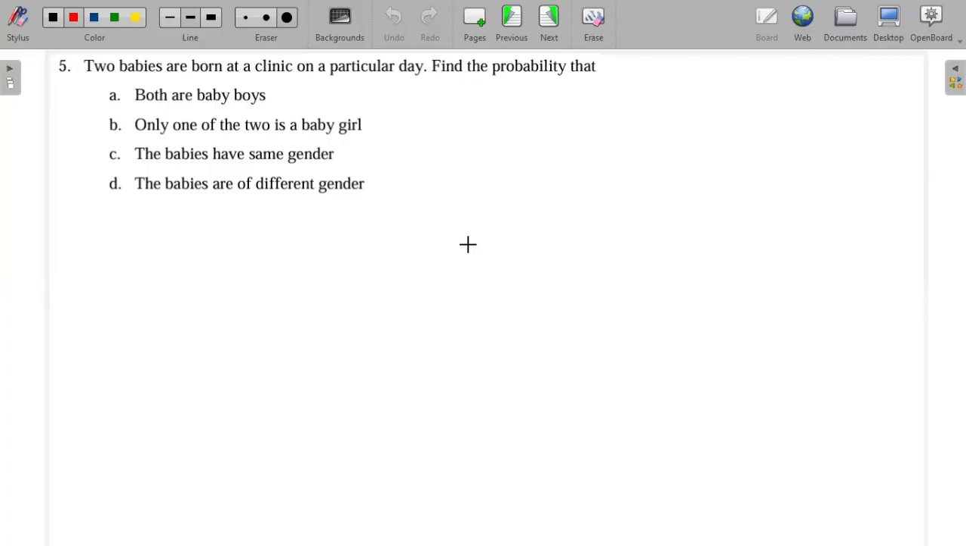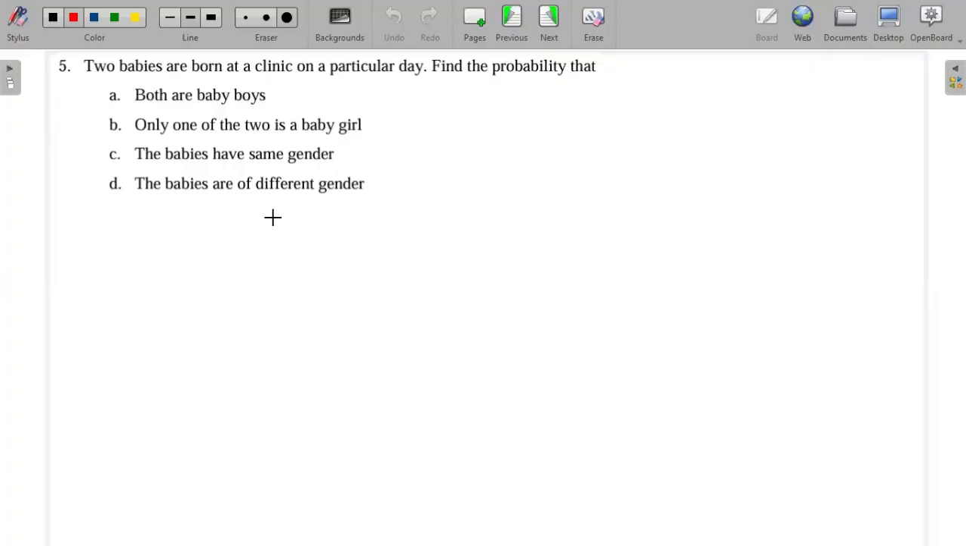The probabilities. Okay, so the first question here, they're saying two babies are born at a clinic on a particular day. Find the probability that both are baby boys, only one of the two is a baby girl, the babies have the same gender, and the babies are of different what?